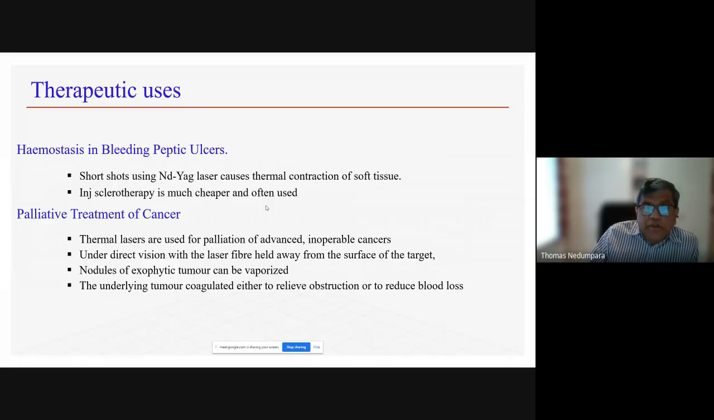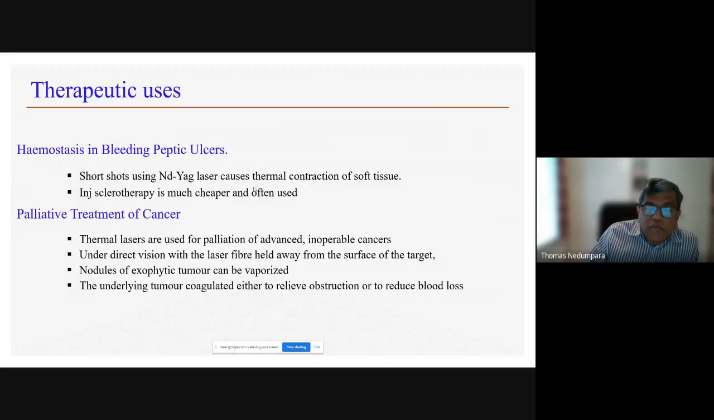So the main therapeutic use of laser is in stopping bleeding peptic ulcers or bleeding ulcers in the colon. It is also used for the palliative treatment of cancer. For this, the photothermal effect of the laser is used. The surface of an exophytic lesion, which means a protruding lesion into the lumen, is vaporized, and there will be blood vessels behind it, which will be coagulated by the laser.